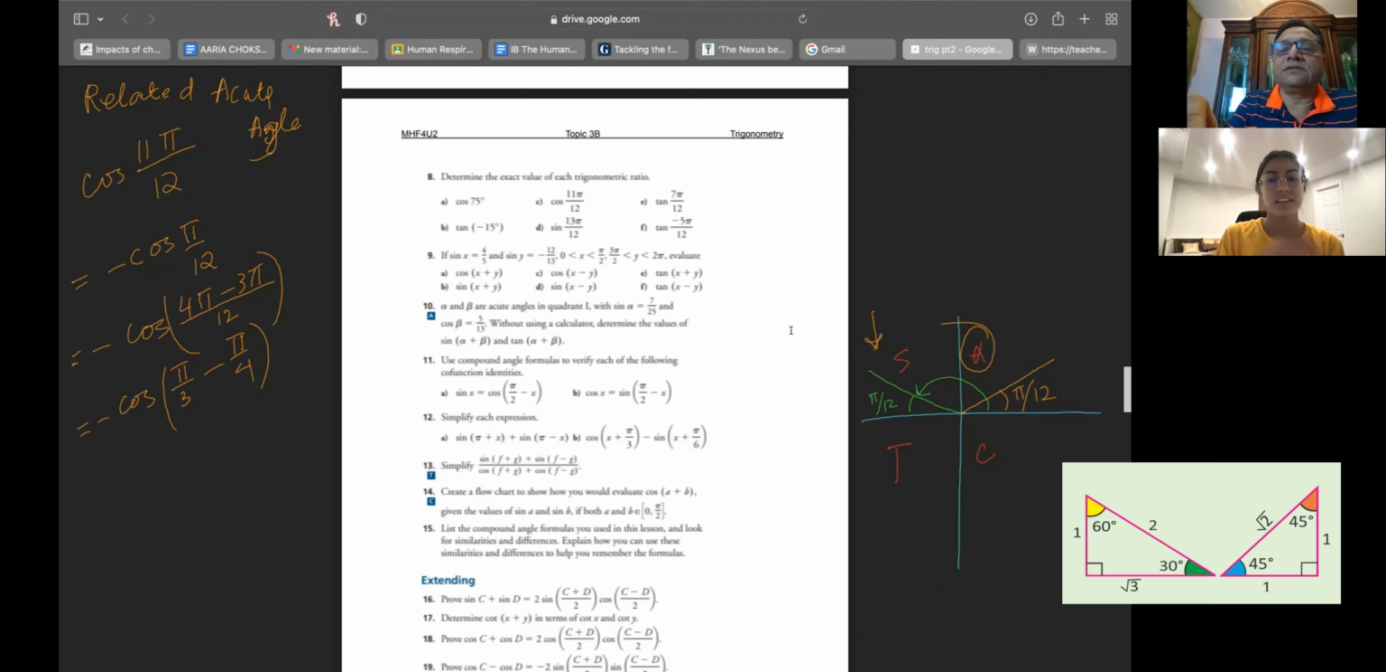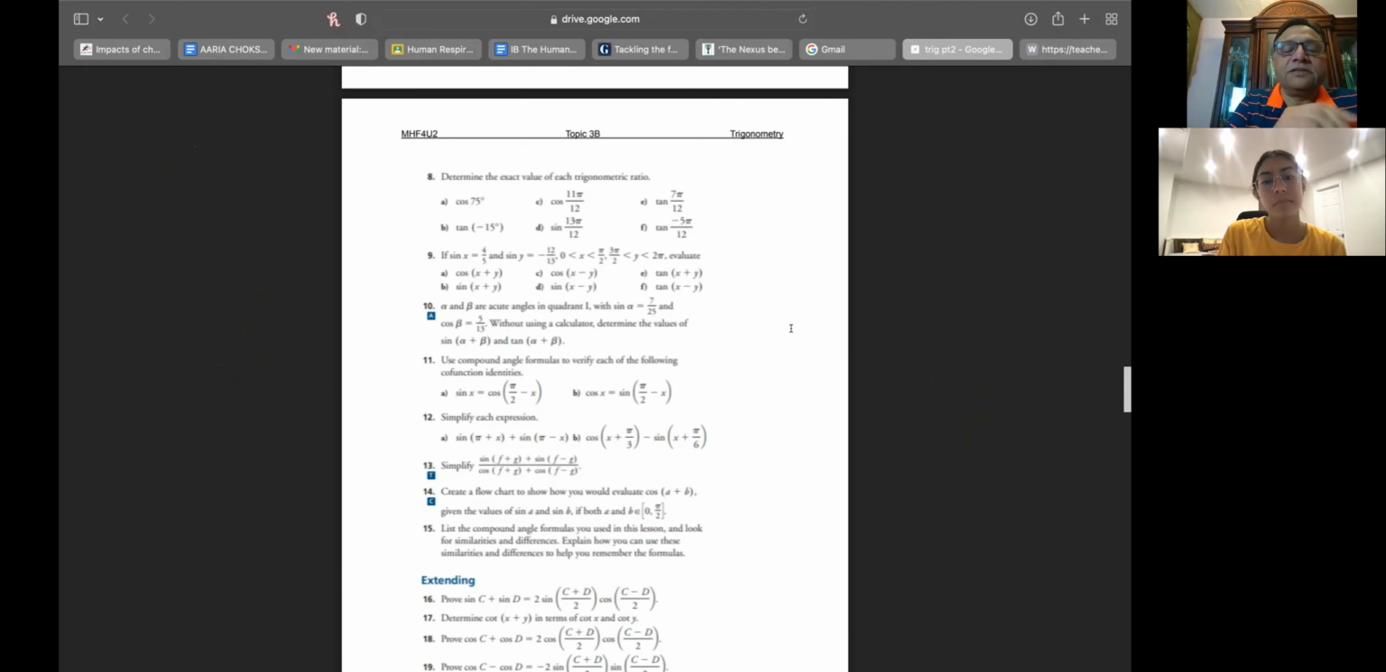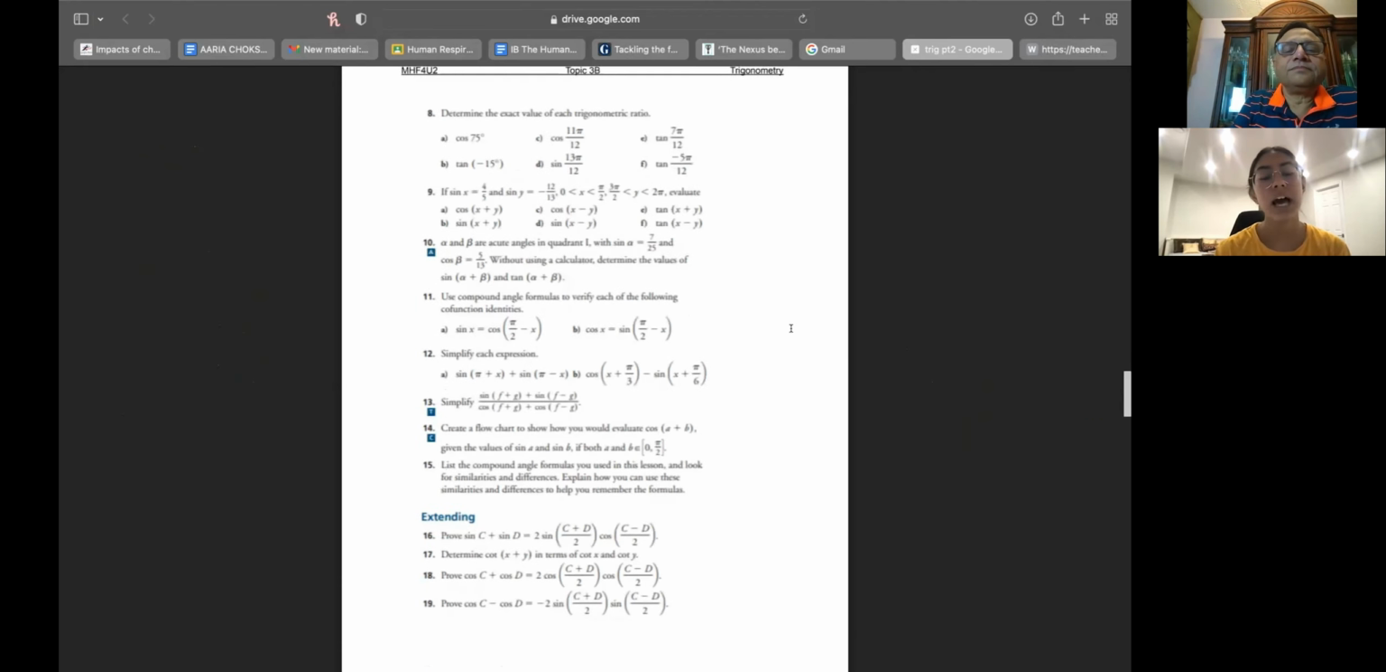Okay, now let's erase. Question number 9. Please read that. If sine x equals 4 over 5 and sine y equals negative 12 over 13, and 0 has to be less than x, but x has to be less than pi over 2, which is otherwise known as our 90, and 3 pi over 2 has to be less than y, but y has to be less than 2 pi. Evaluate cos of x plus y. We can just do cos of x plus y first, then we can go to the next one.